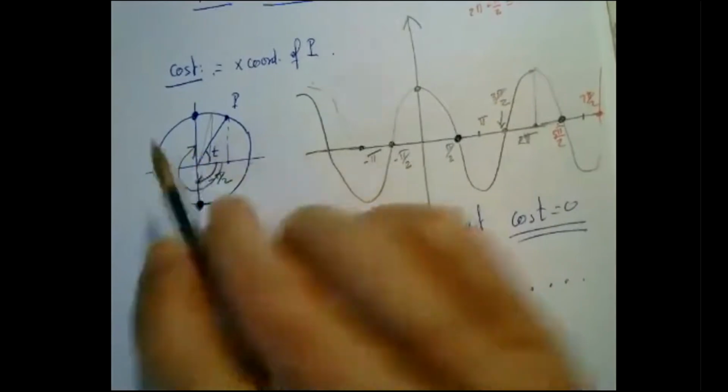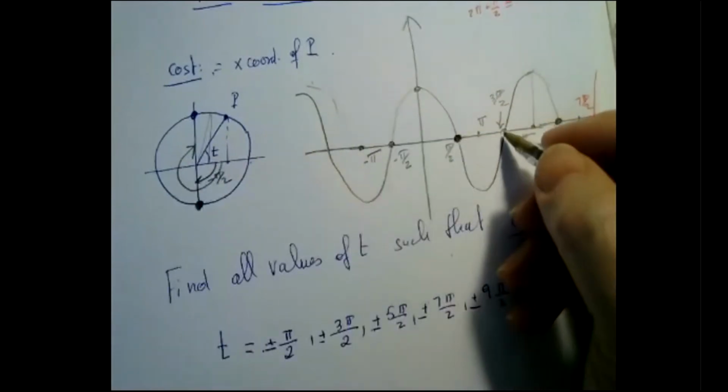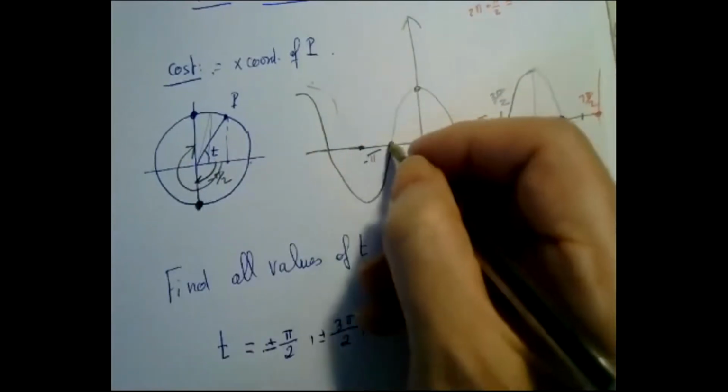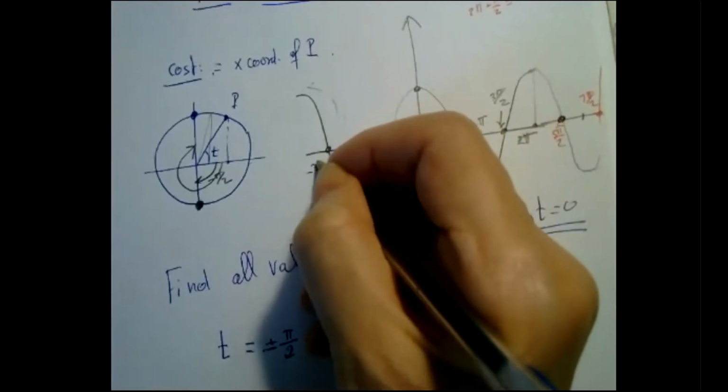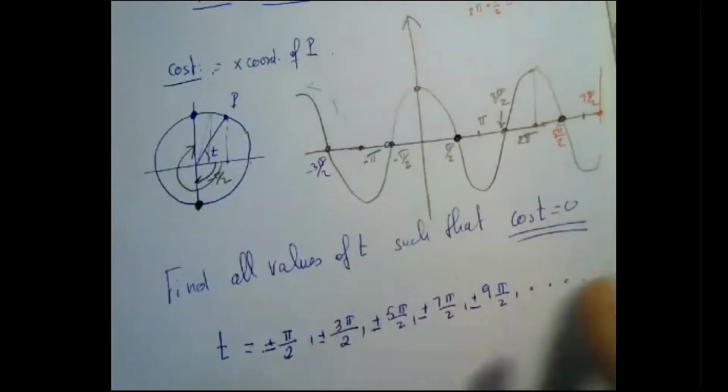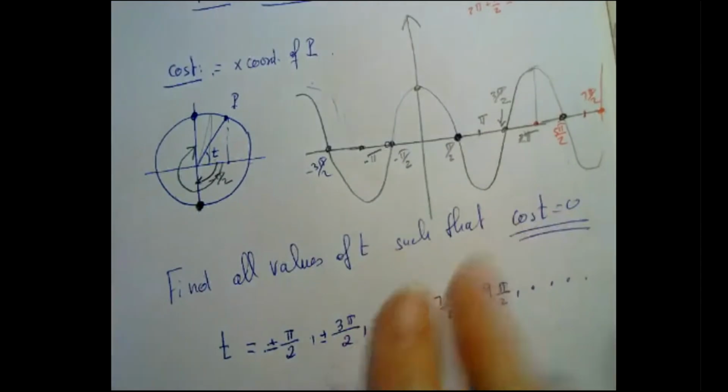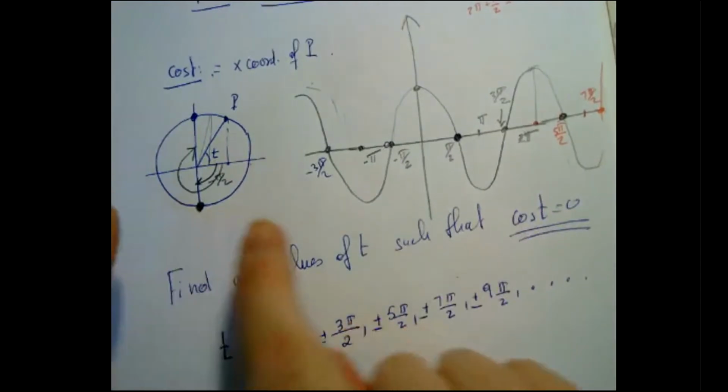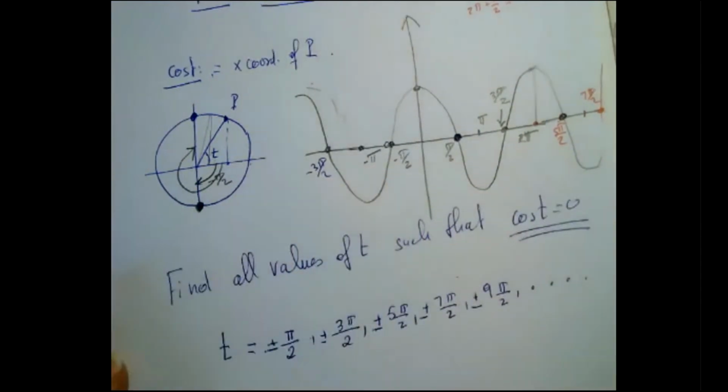So this is on the unit circle. On the graph, you can see them: pi over 2, 3 pi over 2, 5 pi over 2, minus pi over 2, minus 3 pi over 2. And that's important to see, to understand the cosine on the unit circle, and at the same time to see it as a graph.